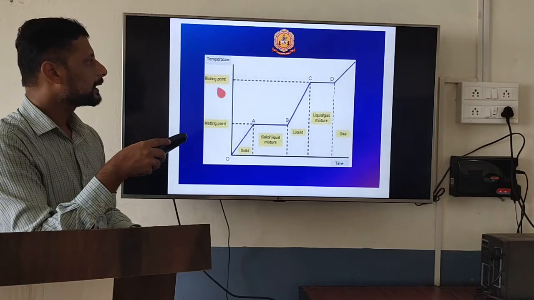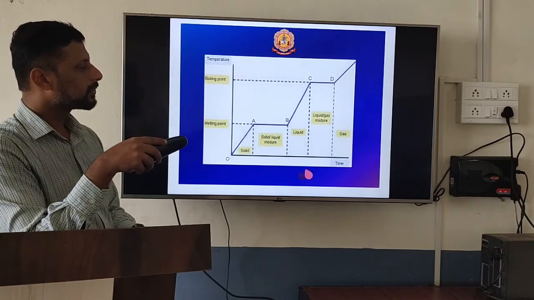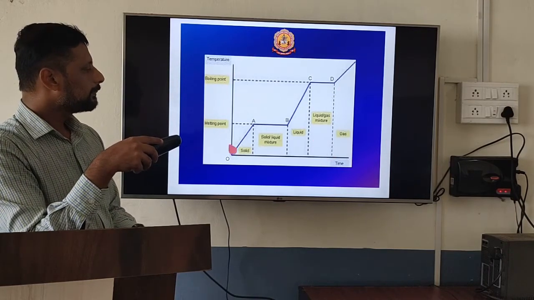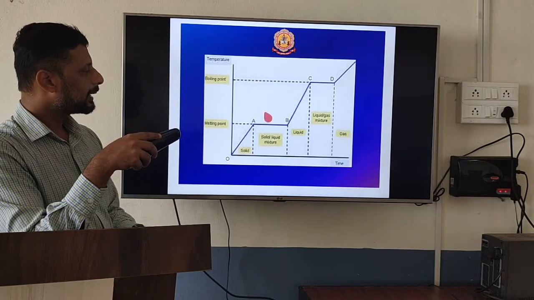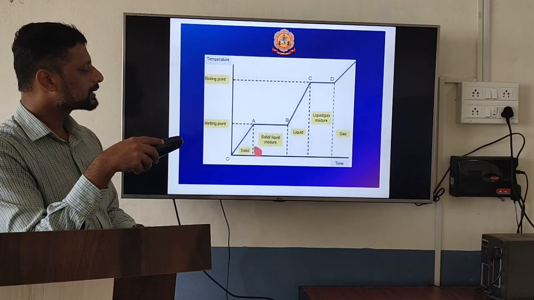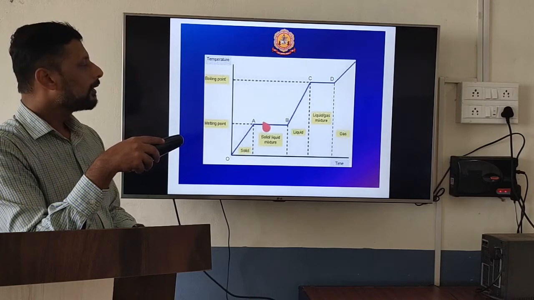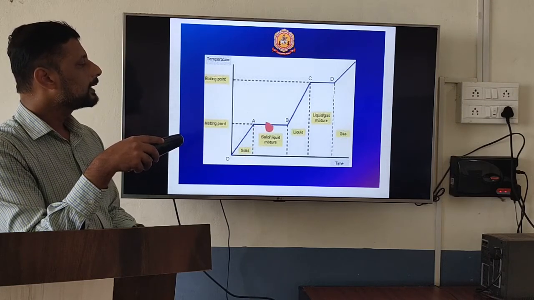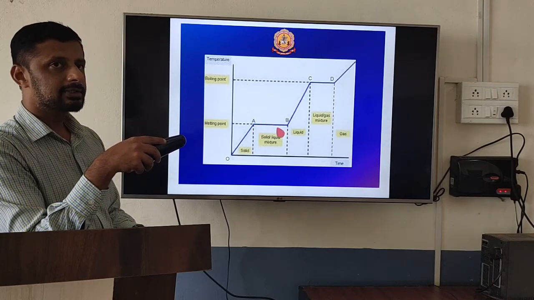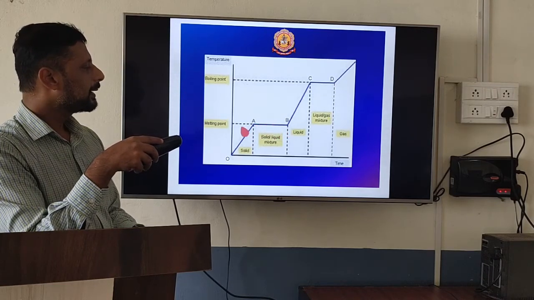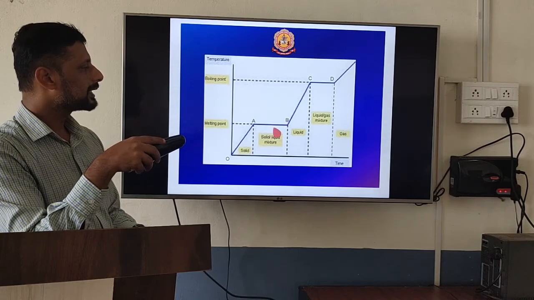This is the graph of temperature versus time. In the beginning, when heat energy is supplied, temperature increases, but the matter exists in solid state only. When the melting point is reached, the solid starts to convert into liquid state, but the temperature remains same during the change in state.